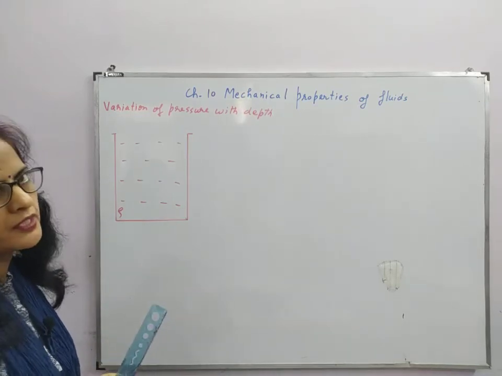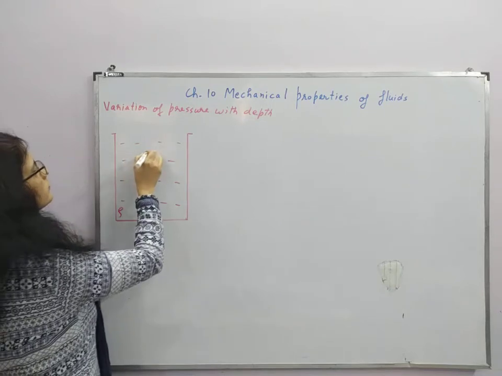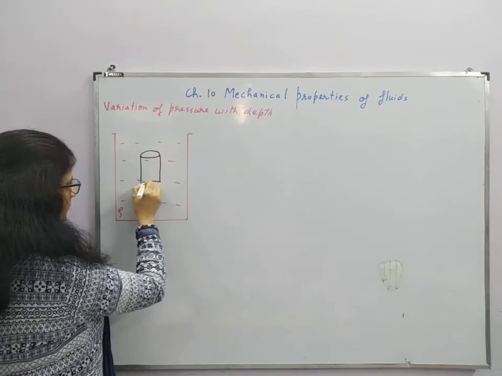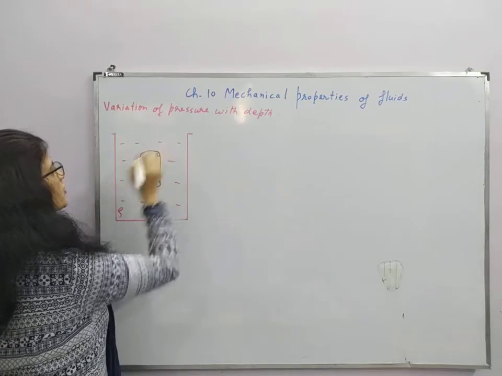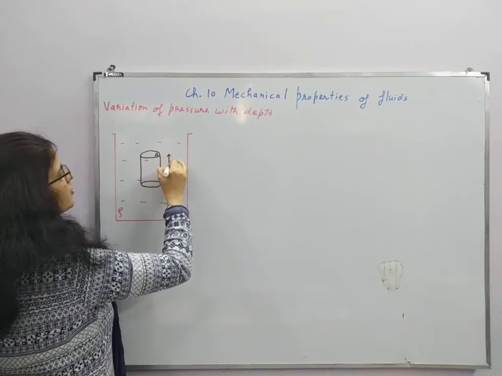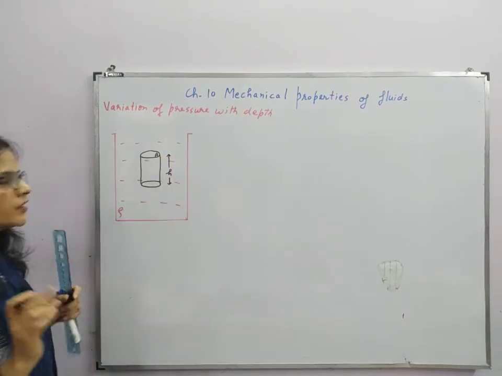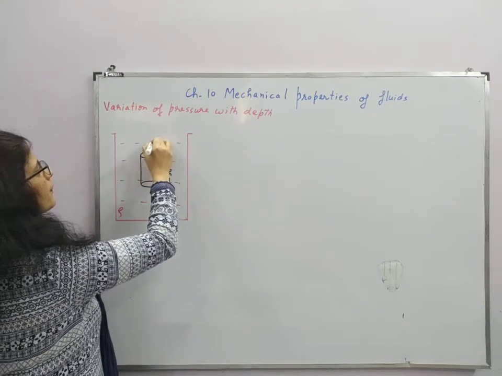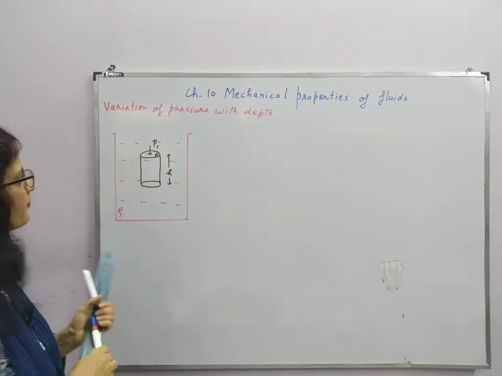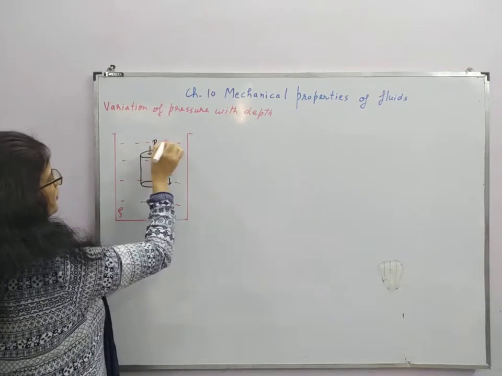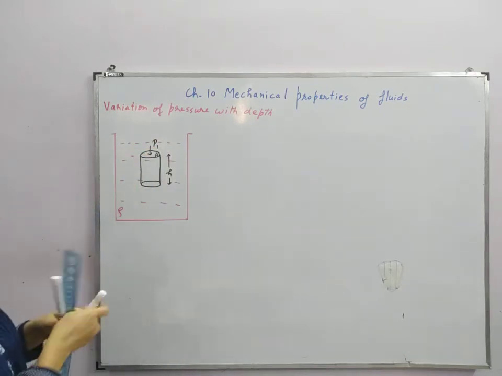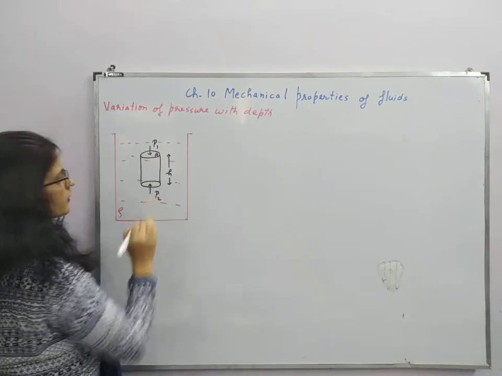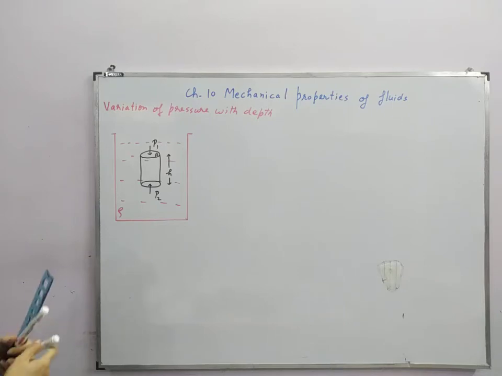We imagine a small imaginary cylinder with area of cross section A and the height h. This cylinder is inside the fluid. So suppose a pressure P1 is applied by the fluid at the upper end of the cylinder, and the pressure P2 is applied by the fluid at the lower end of the cylinder.